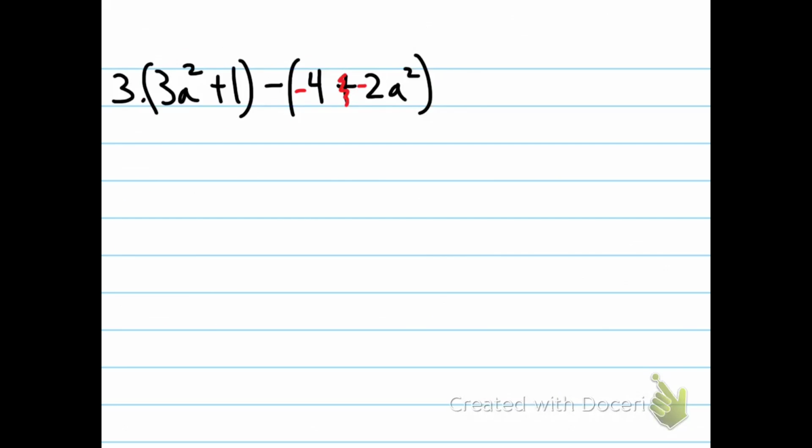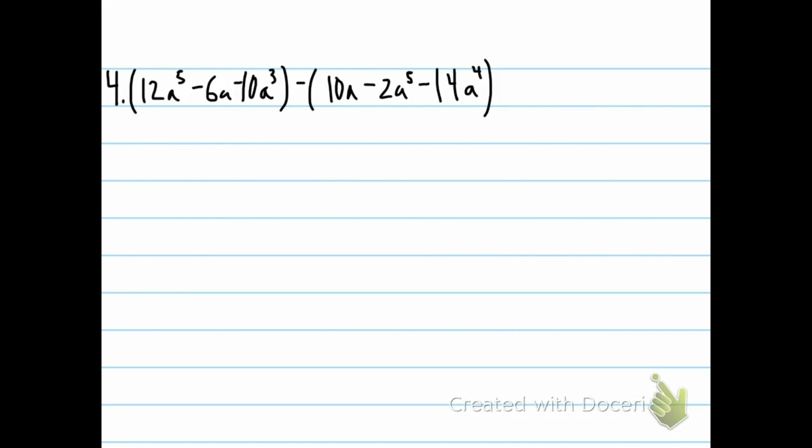So now you just basically combine the terms like normal. So these are the biggest exponents. 3 plus a -2 is a squared. So you cross this out. And then -4 plus 1 is a -3. So that's your answer.